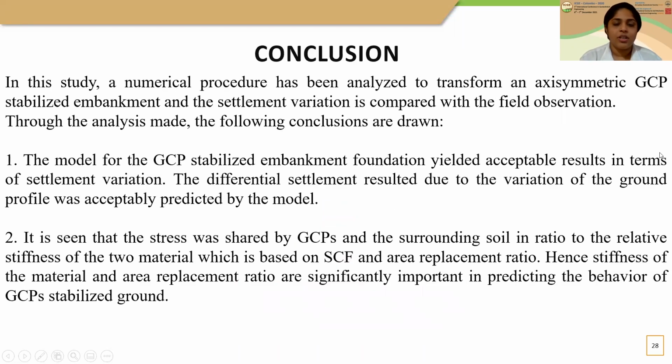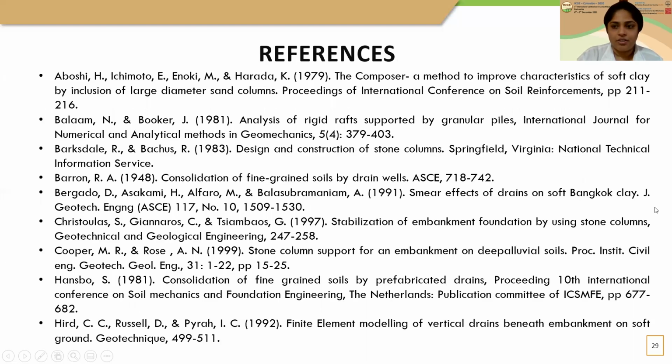So moving on to the conclusion, there are 2 main conclusions. The first one is that the model of the GCP stabilized embankment foundation yielded acceptable results in terms of settlement variation. And the second one is that the stiffness of the material and the area replacement ratio are very important in predicting the behavior of GCP stabilized ground. These are the references.